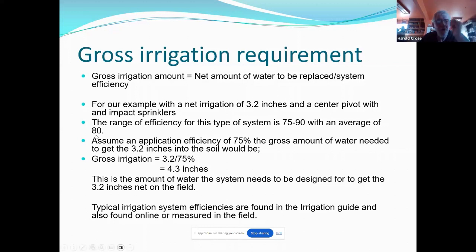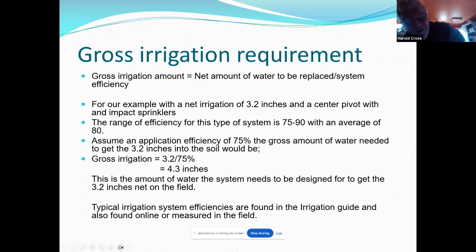So it's really important to understand that. The range of efficiency for this type of system, 70, and I'll show you the example, 75 to 80. Assume an application efficiency of 75%. Gross amount of water needed to get 3.2 inches into the soil: net is 3.2, gross is 3.2 divided by 75%. You need to put 4.3 inches of water to get that 3.2 on the ground.